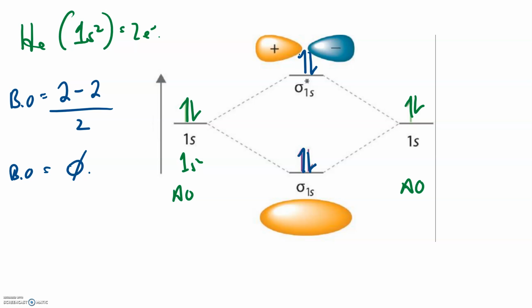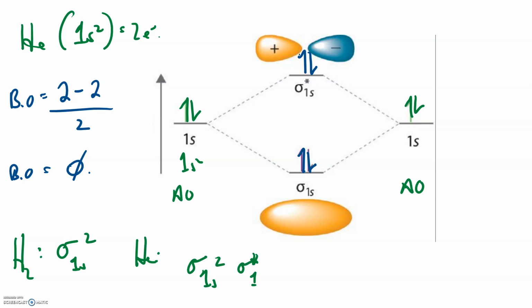And if someone asked you what the electron configuration for a molecule of molecular hydrogen was, you know it is sigma 1s2, because that's where the electrons are. The electron configuration for helium would be sigma 1s2, sigma star 1s2. And because the bond order is 0, bonds between those atoms never form.